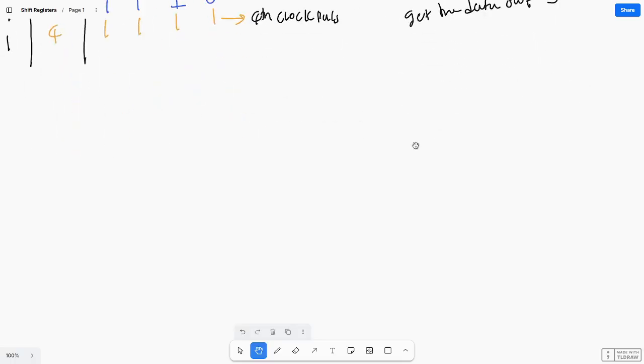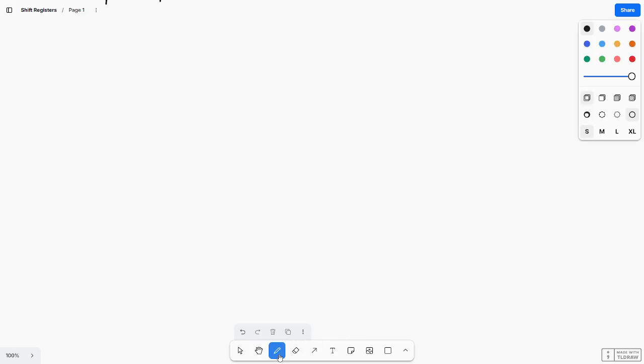Next, you say this is SIPO, and next PISO. First we'll see parallel in parallel out. Next we'll see parallel in serial out.